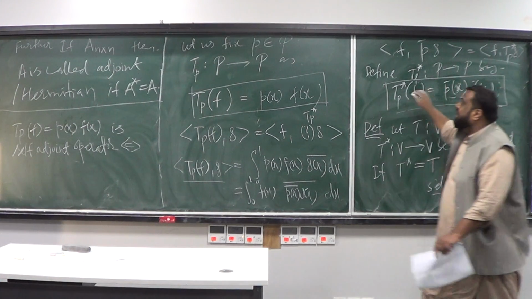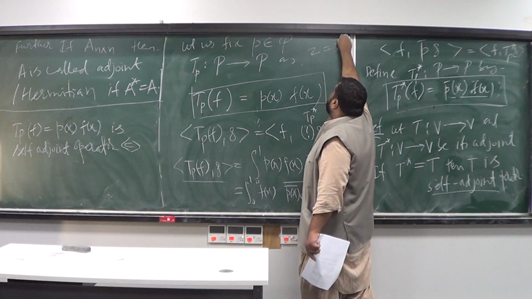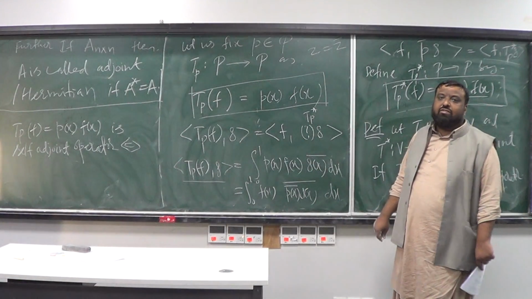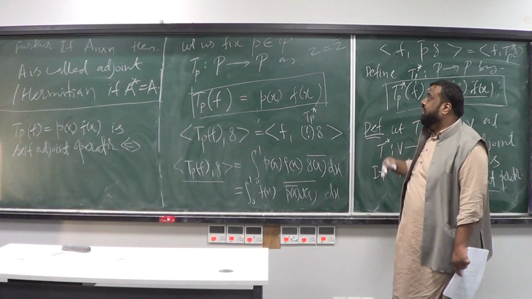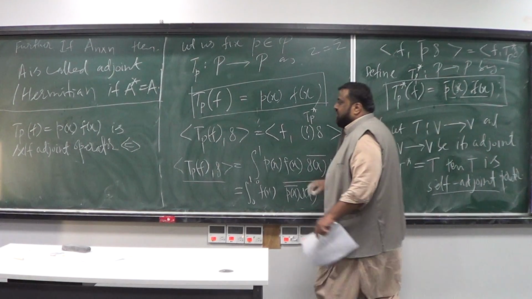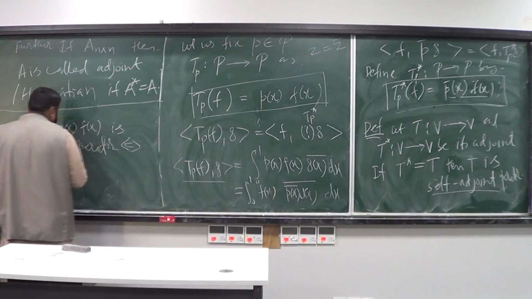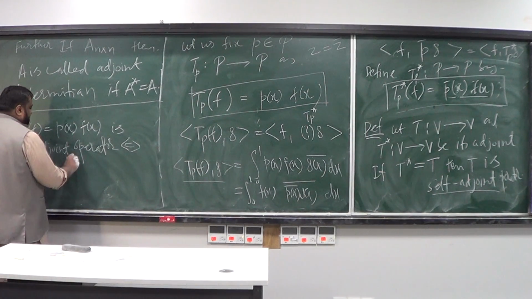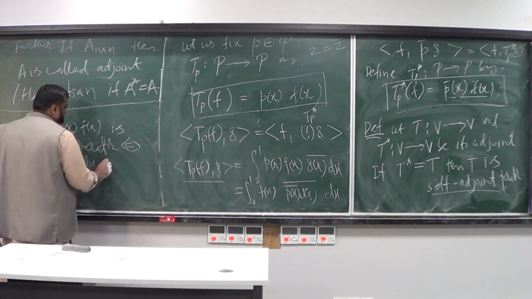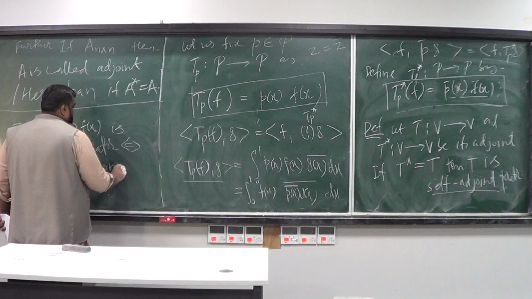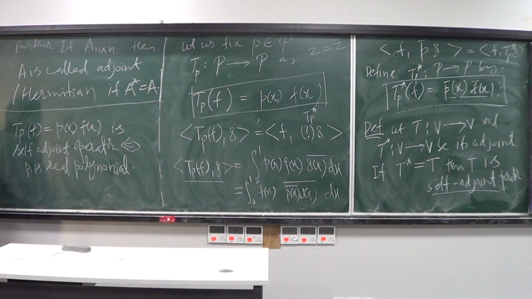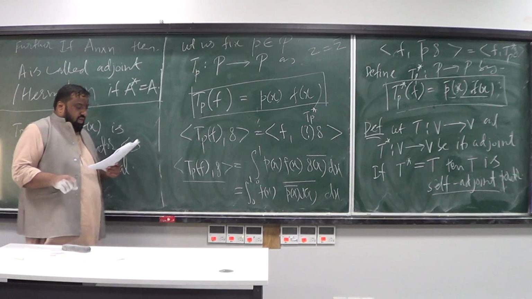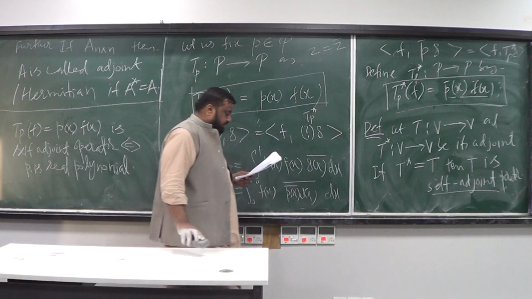And under what condition is a complex number equal to its conjugate? The conjugate of a number is equal to itself if it is purely real. So you can say that this operator is self-adjoint if and only if P is a real polynomial. It's a polynomial with real coefficients. It's a real polynomial. Okay, so if P is real, then Tp is a self-adjoint operator.